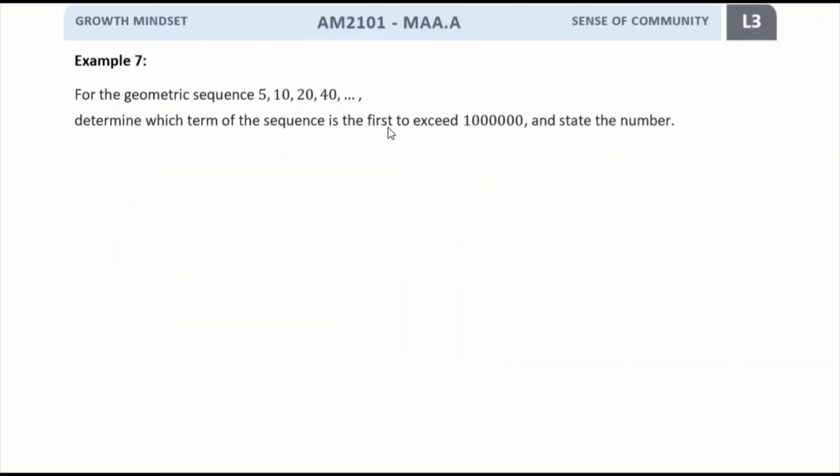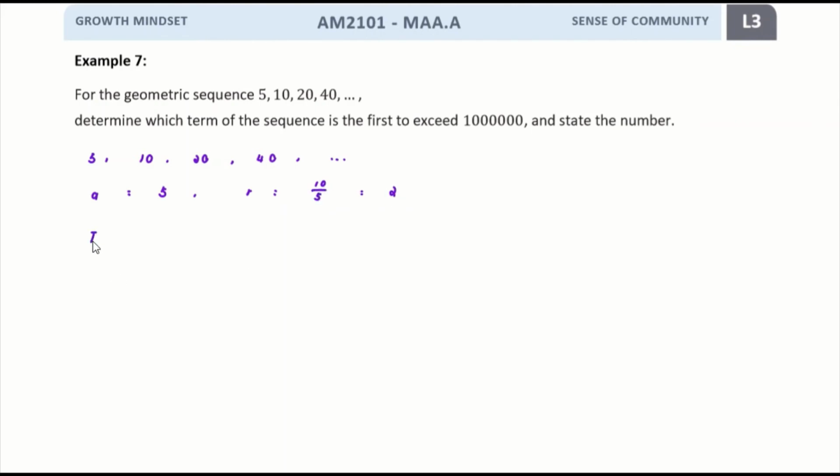Question 7. For the geometric sequence here, 5, 10, 20, 40, the question wants us to find out which term of the sequence is the first to exceed, like, 1 million. So state the number. Same thing, we need to find out what is our nth term first. So A is equal to 5, and in this case our R is equal to 10 divided by 5, so we get 2 here.